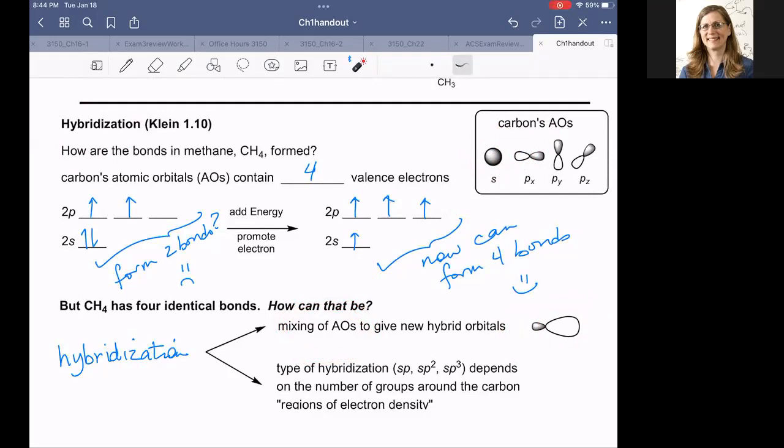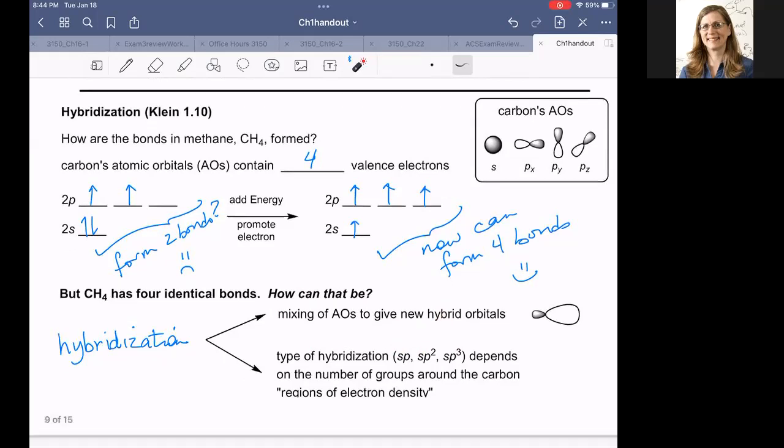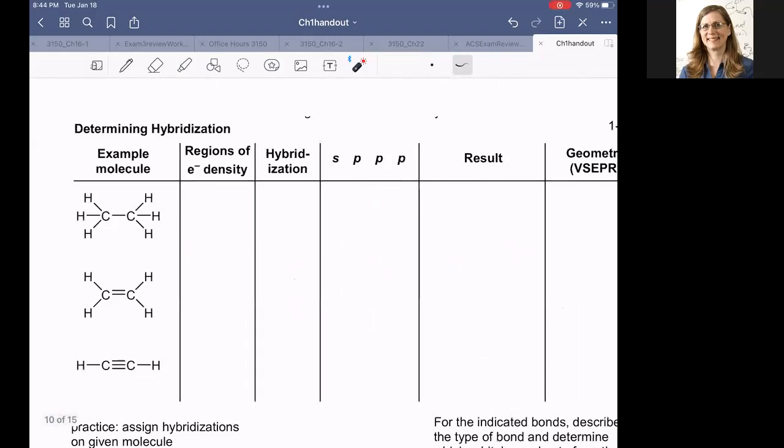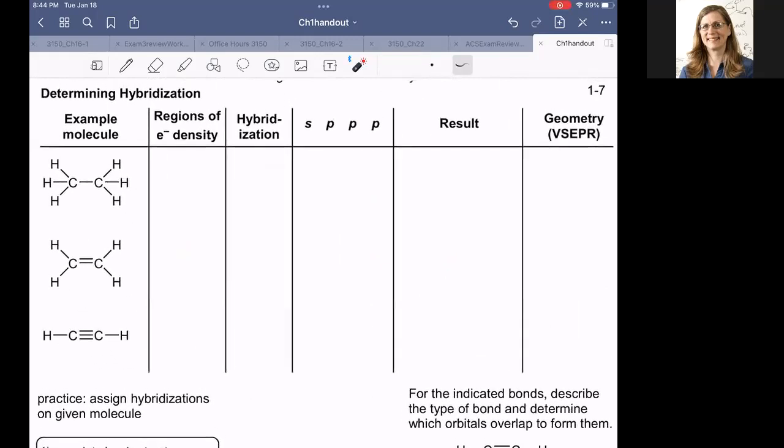And it turns out there's three types of hybridization that can take place. Every carbon is either going to be sp, sp2, or sp3 hybridized. And the type of hybridization that it's going to undergo depends on its bonding situation. So it depends on how many regions of electron density it needs to accommodate about the carbon atom. So let's take a look at that and see how we can determine these regions of electron density.